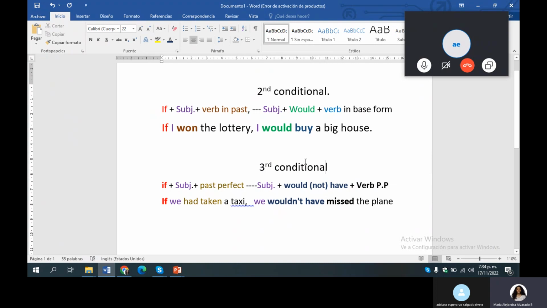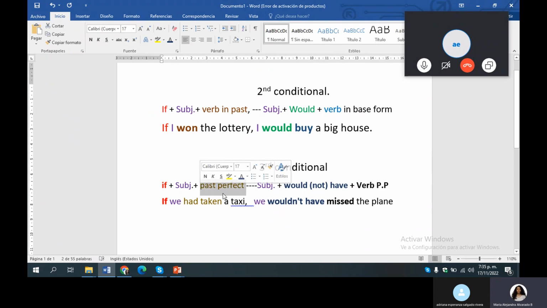Okay, so what happened here? So what's the difference? In this case, the second conditional, as I told you before, is in present. Okay, hypothetical or unreal situation, but in present. And here, even when it's in present, the rule says that we had to put the verb in past. All right? And in third conditional, this is about regret or conditions in past. And what happened with this third conditional? We have to use past perfect.